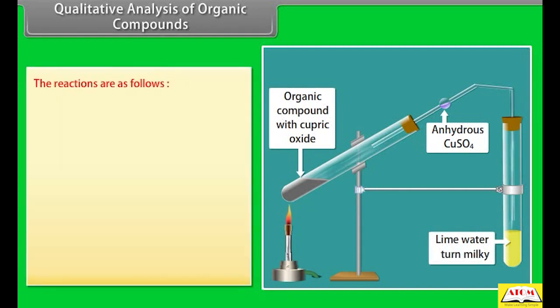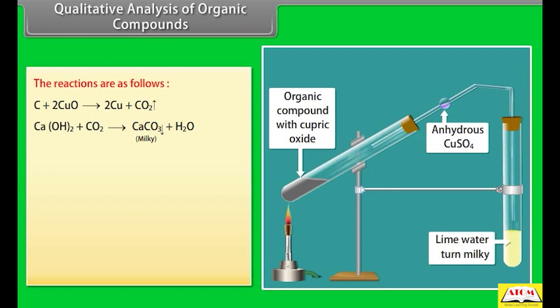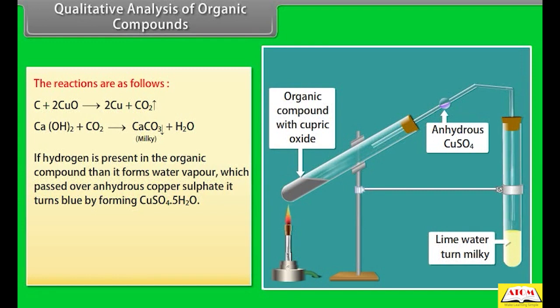The reactions are as follows. Carbon in the organic compound reacts with copper(II) oxide and produces copper and carbon dioxide. The produced carbon dioxide reacts with calcium hydroxide, which turns milky, indicating the presence of carbon in the organic compound. If hydrogen is present in the organic compound, then it forms water vapor, which when passed over anhydrous copper sulfate turns it blue by forming CuSO4·5H2O.